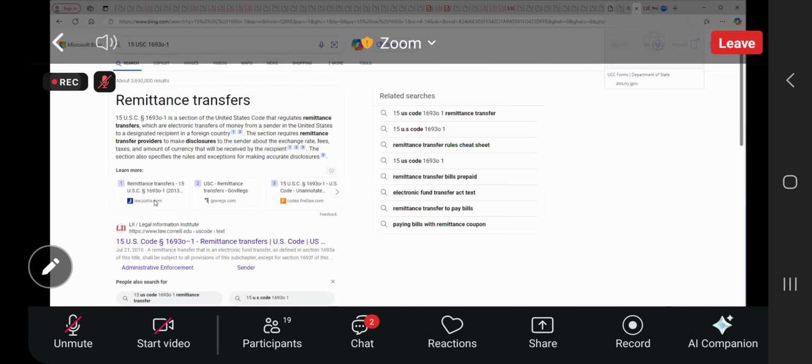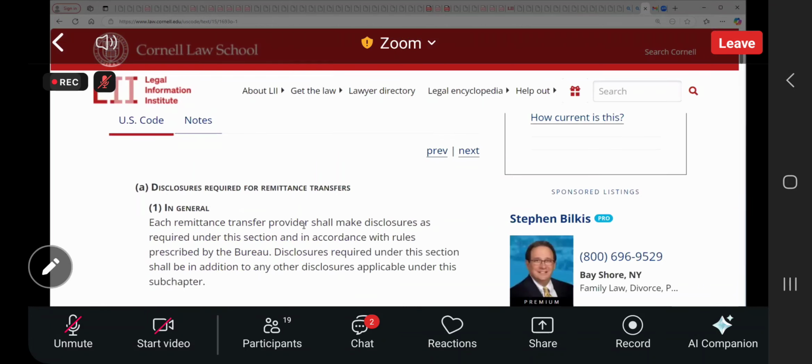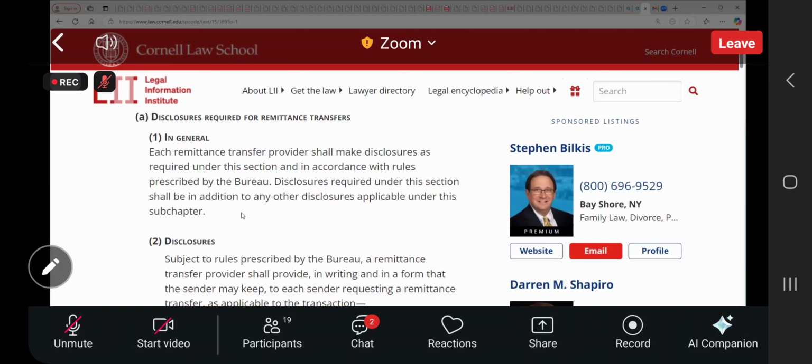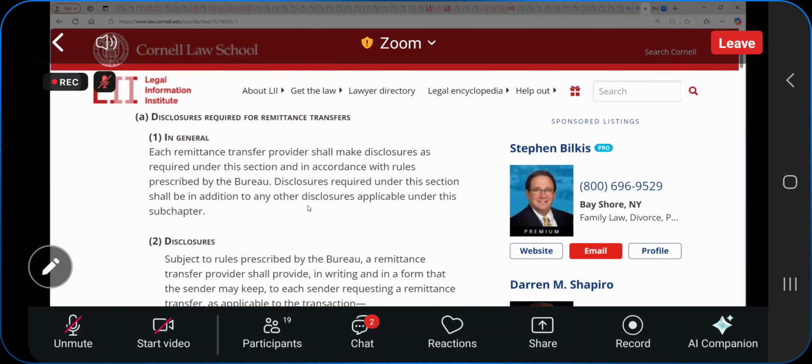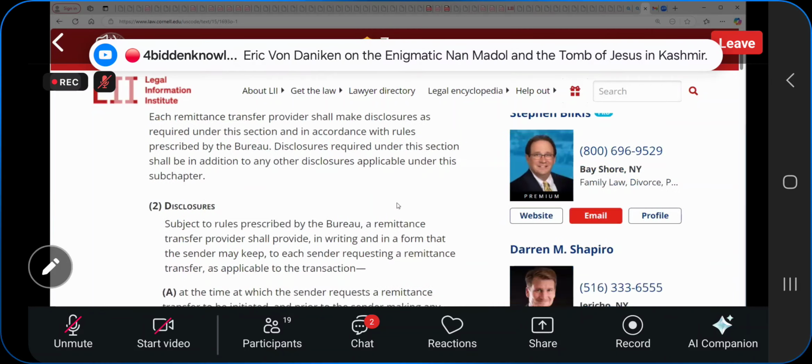And what does it say? Each remittance transfer provider. You see me just put that, transfer provider. Learn how to use their words. Each remittance transfer provider shall make disclosure as required under this section and in accordance with the rules prescribed by the Bureau. Disclosures required under this section shall be in addition to any other disclosure applicable under this subchapter.